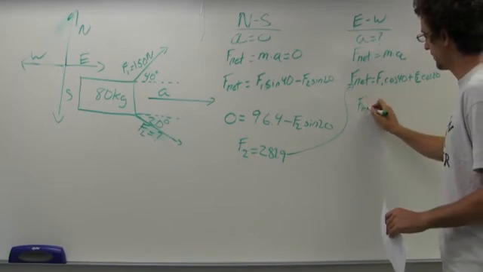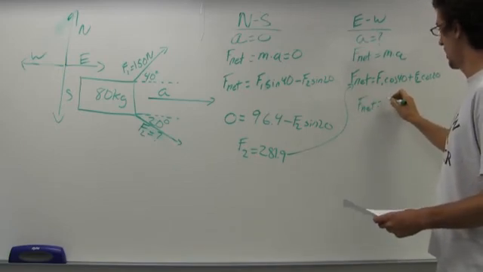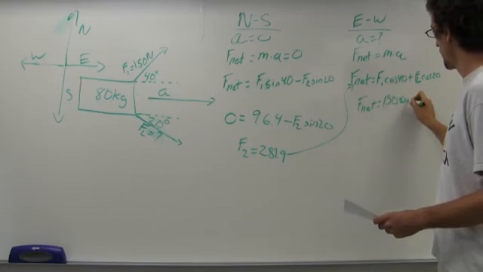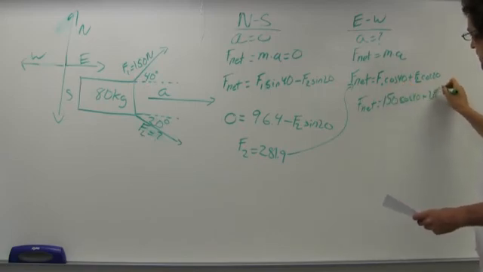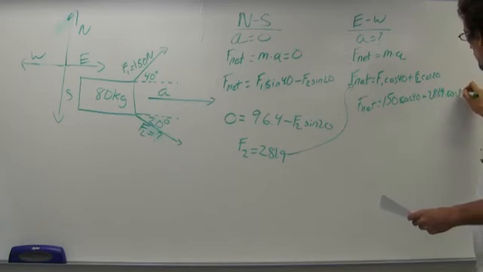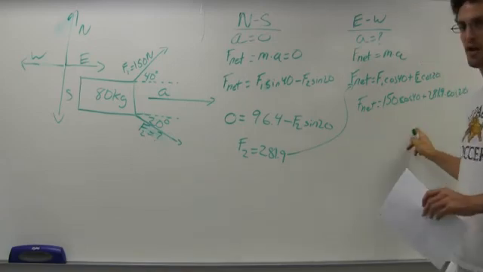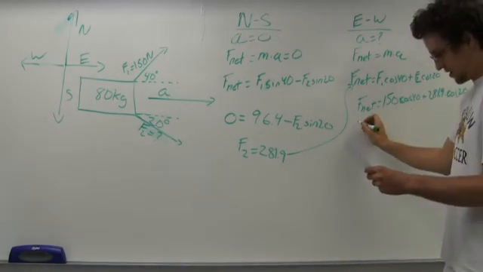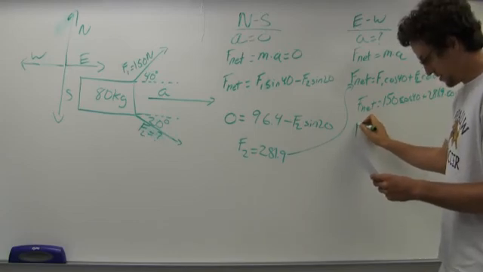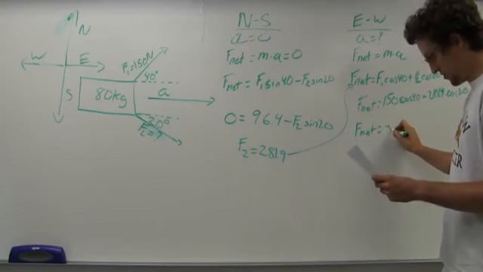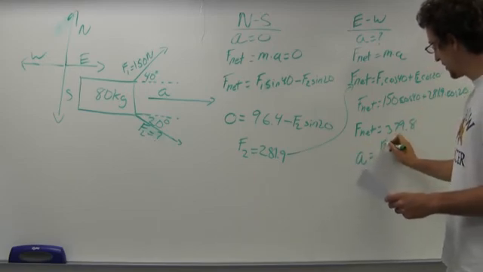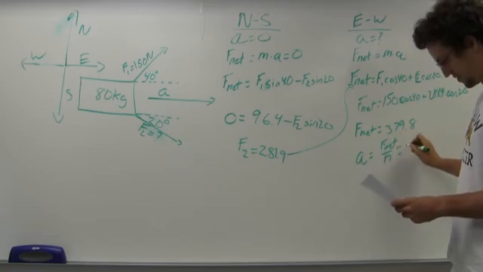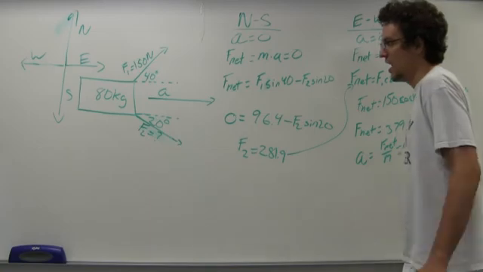Now we can take this and plug it in over here. And we get F net is equal to 150 cosine of 40 plus 281.9 times cosine of 20. And again, they're plus because they're both going in the same direction on this part. Okay? And so we get that F net is equal to 379.8. We then take acceleration is equal to F net over mass, and we would get 4.75. And that would be how you do it.